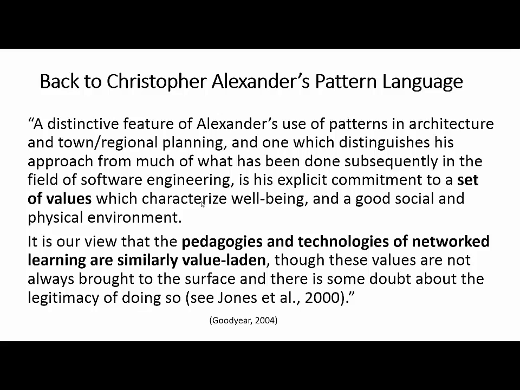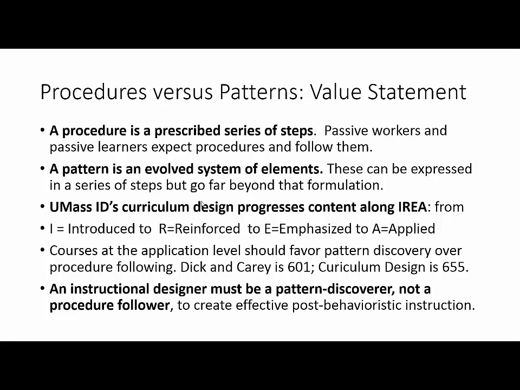And the newer values, the constructivist values, say learners discover what happens because nothing actually exists, and this is straight from activity theory, outside the scope of the social as well as environmental context. And if you don't allow things to evolve with those contexts, they become irrelevant. So a procedure is a prescribed series of steps. Passive workers and passive learners expect to have procedures and to follow them, and that's kind of 601. A pattern is an evolved system of elements, and these can be expressed in steps, but go beyond that formulation. I can't follow a pattern just by following steps. I need to know how those things relate together so that I can change them.